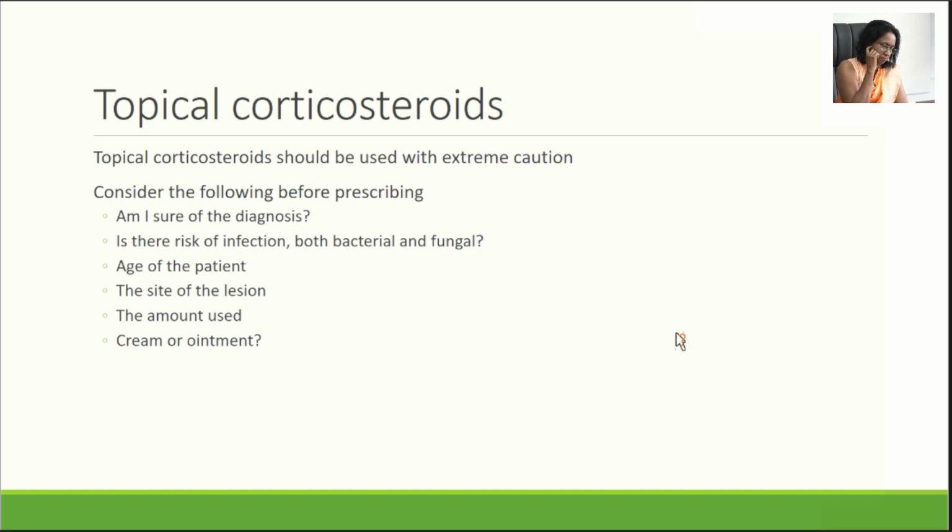corticosteroids. Okay? So before prescribing a corticosteroid, ask the question, am I sure of the diagnosis? Is this an inflammatory condition where I can use corticosteroids? Is there a risk of infection, either bacterial or fungal? And the age of the patient, the site, and the amount used, and whether it is a cream or ointment, right?